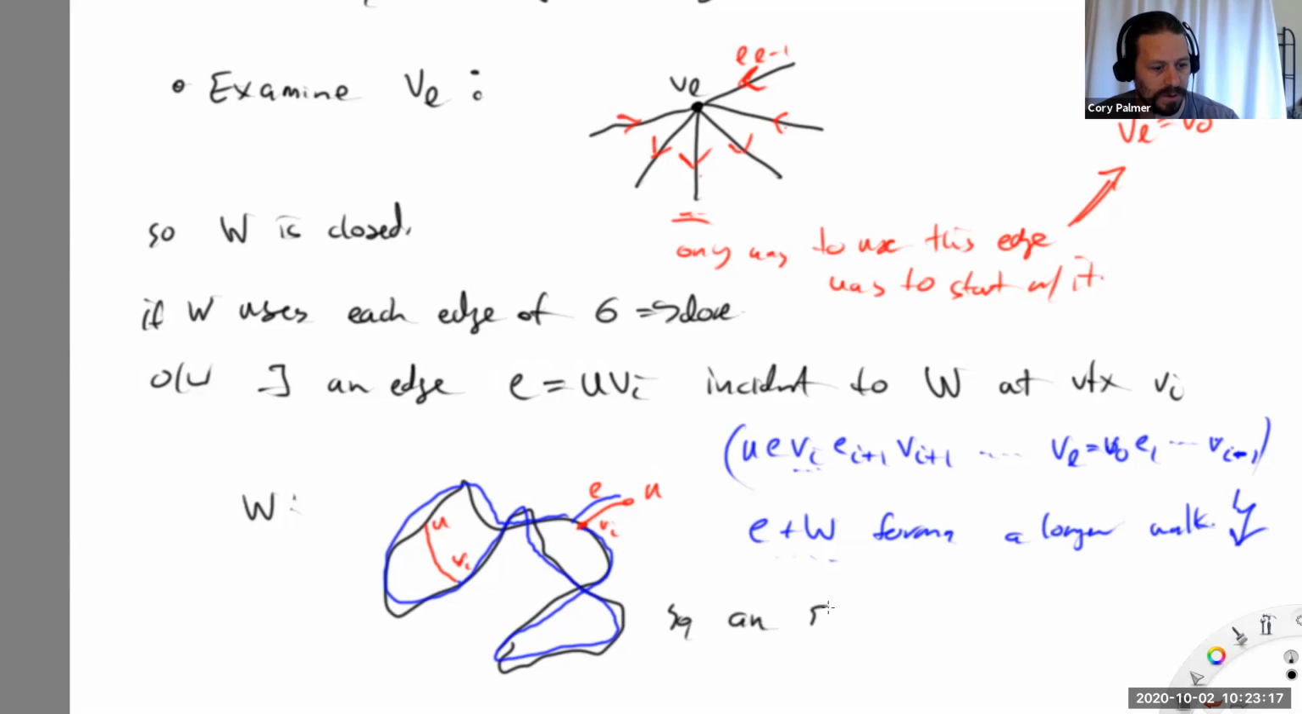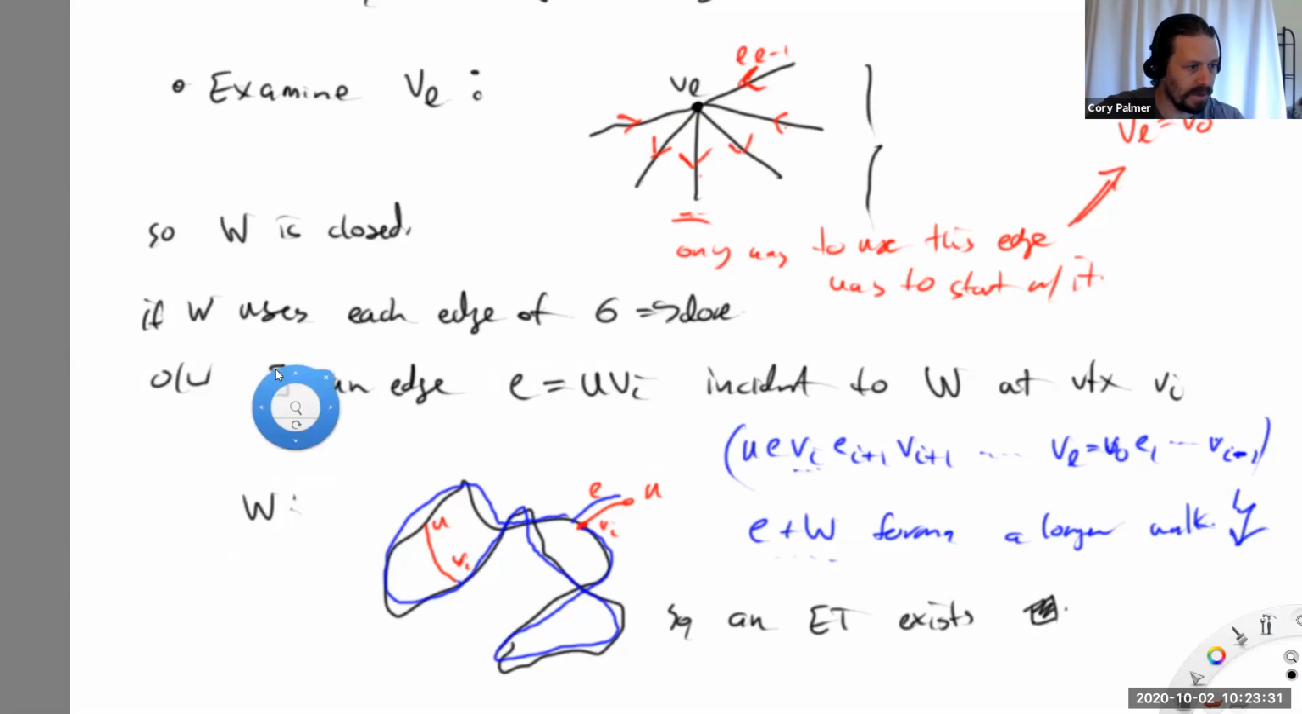So an Euler tour exists. Okay, and that's the end of the proof, right? We had all degrees even. Actually, the only place we used all degrees even was here in establishing that the thing was closed. That was important. Okay, let me give another characterization.